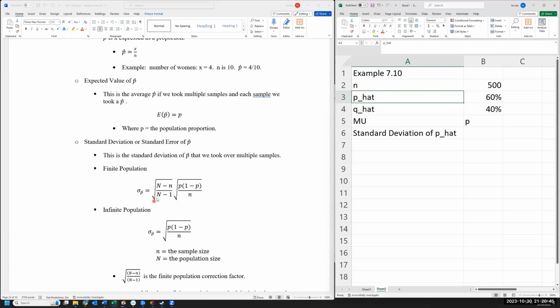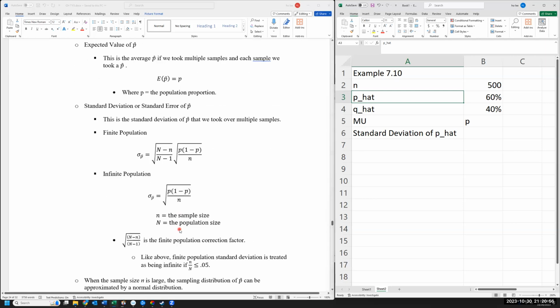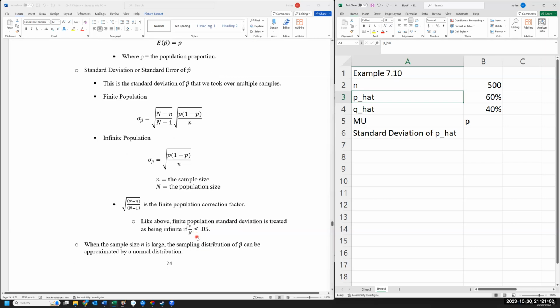All right, and the standard deviation of P hat, do we have to do the correction or do we not? Well, theoretically, there's a finite number of parents, so we might have to do the corrections. But if n divided by big N is less than or equal to 5%, we don't have to do the correction. Okay, little n is 500. Well, how big is big N?